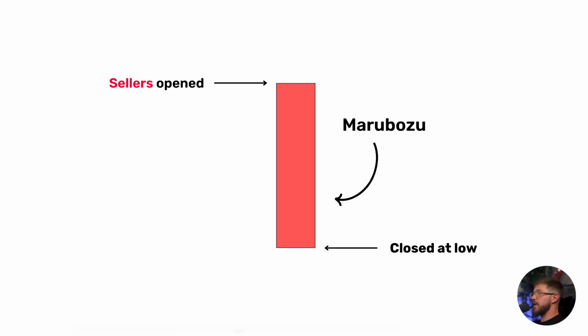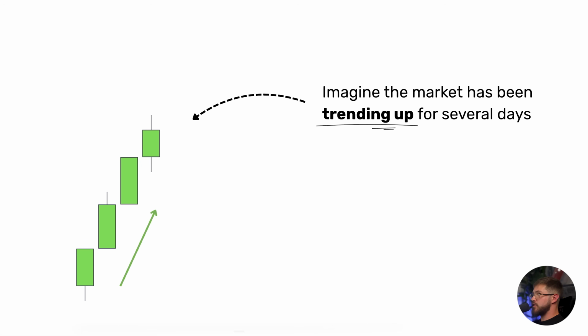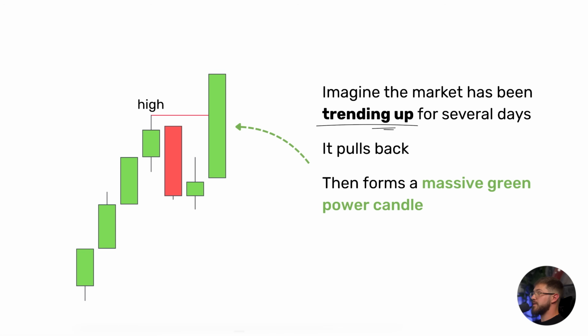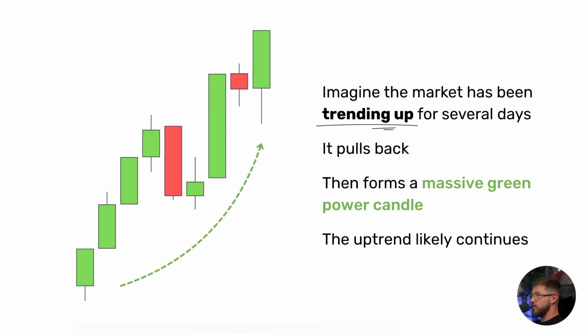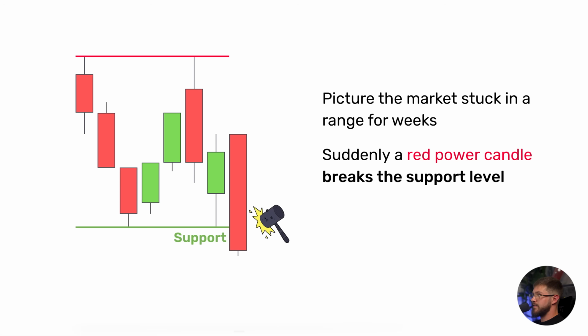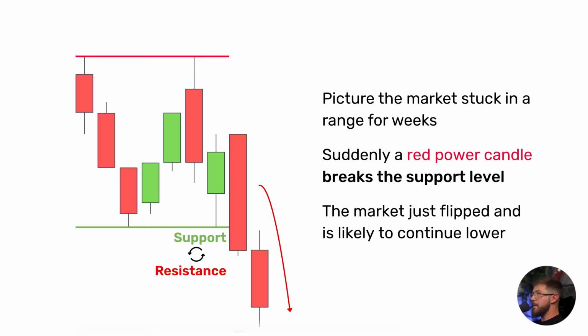But here's where power candles become incredibly powerful. It's all about the context. Imagine the market has been trending upwards for several days. It pulls back slightly, and then forms a massive green power candle that breaks above the previous high. That power candle is telling you that the uptrend is likely to continue with serious momentum. Picture the market stuck in a range for weeks, bouncing between support and resistance. And then suddenly a huge red power candle breaks below the support level. Well, that power candle is telling you that the market just flipped that support into resistance and is likely to continue lower.